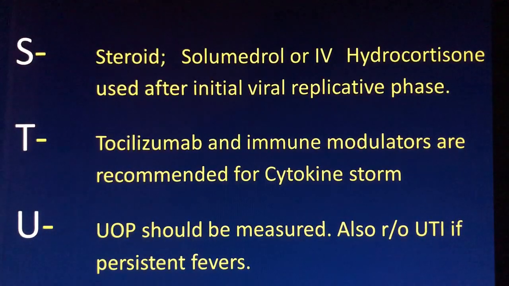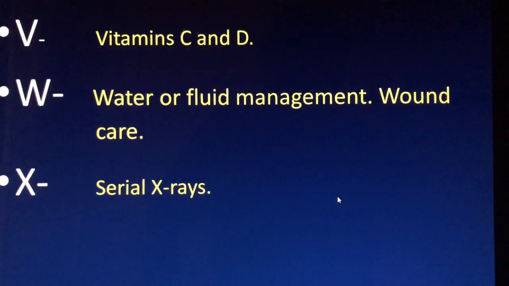U stands for urine output, and it should be measured daily to make sure patient is not going into renal failure. Also, U stands for UTI, and if the patient has persistent fevers, also consider urinary tract infection and rule it out. V stands for vitamins. Vitamin C and D is recommended by some researchers.